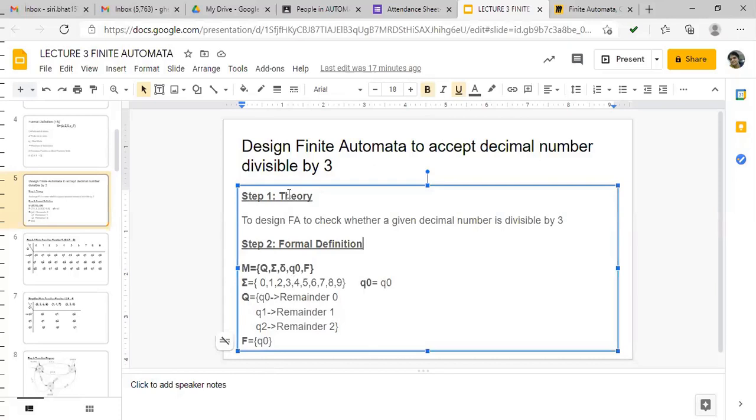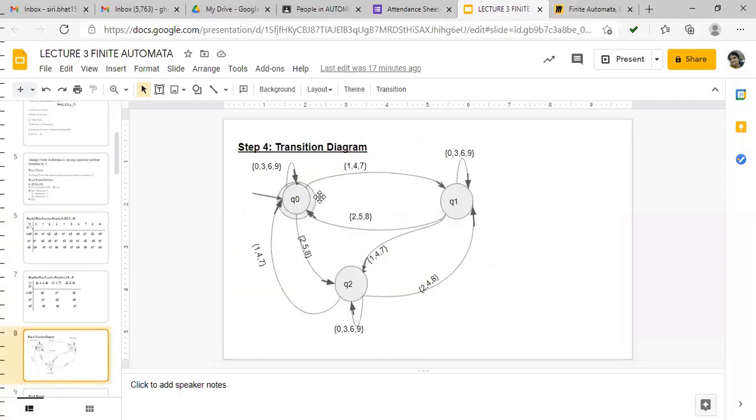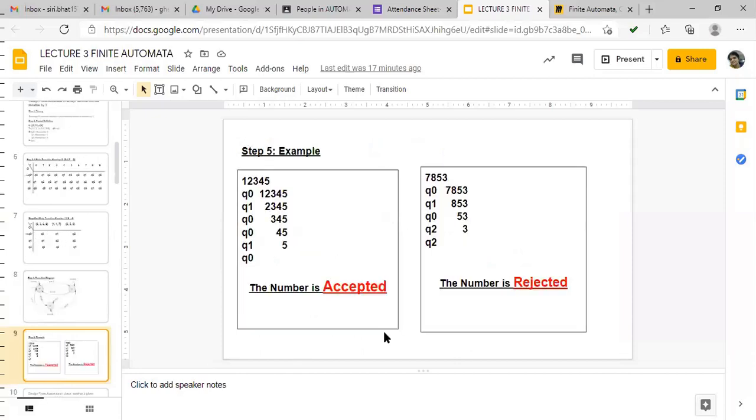Okay, this was about step 1 and step 2. Then in step 3, what did we do? We designed the state table. We mapped the current state with the input and we gave the next state. With this state table, we drew the transition diagram in our step 4. Okay, after step 4, what did we do? We verified our machine using examples. So you have to follow all these steps.